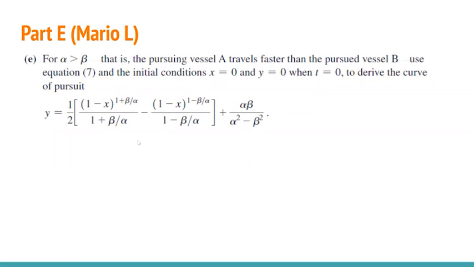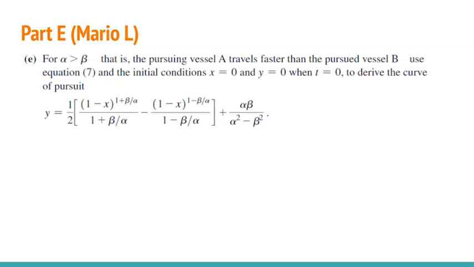Hello everyone, my name is Mario Lingajaya, and now let's do part E. So for part E, it's given that for A larger than B, which means pursuer A is faster than pursuee B. So we're going to use the previous equation with the initial condition x equals 0, y equals 0, when t equals 0, to derive the curve of pursuit. So this is the curve of pursuit, and now we're going to use the previous equation to basically find it.